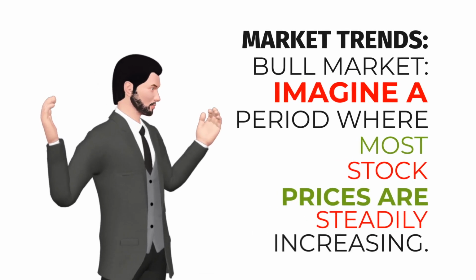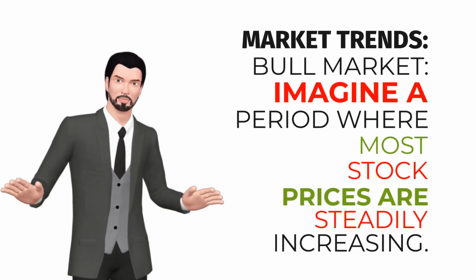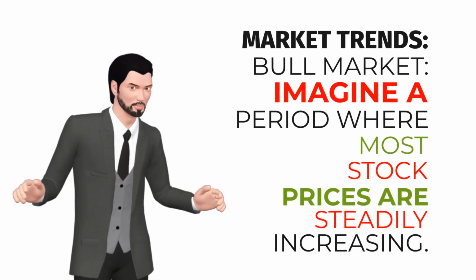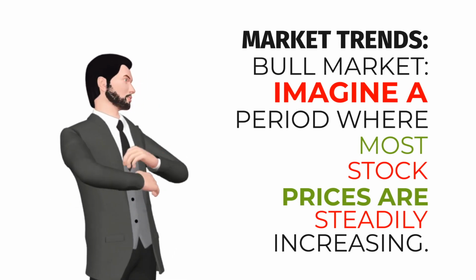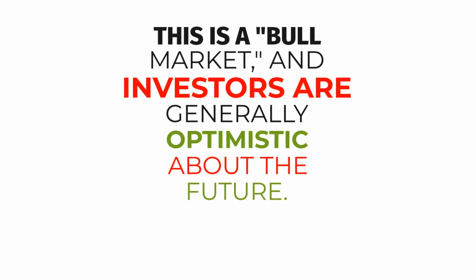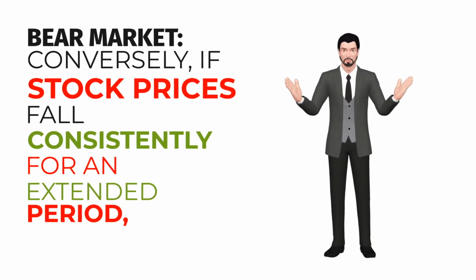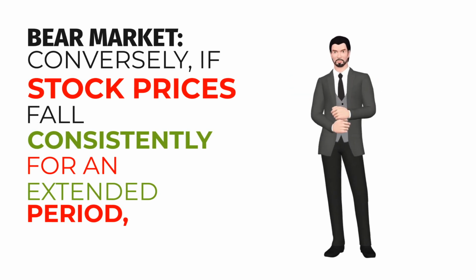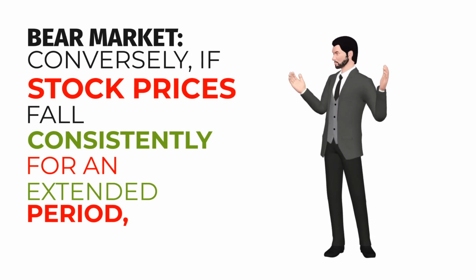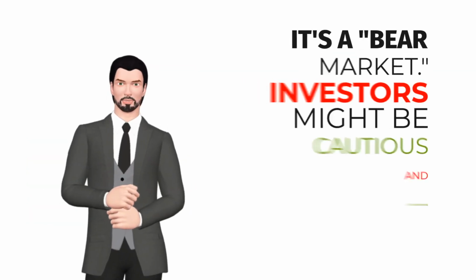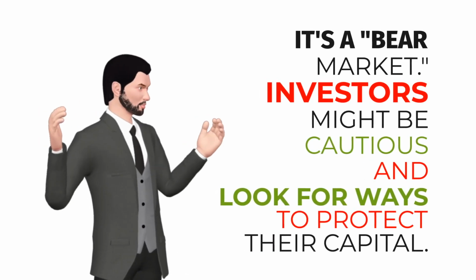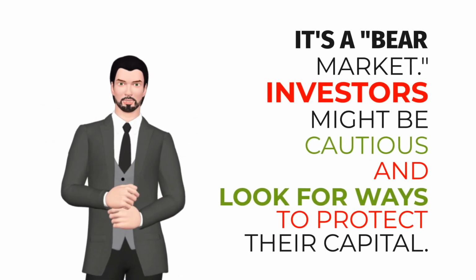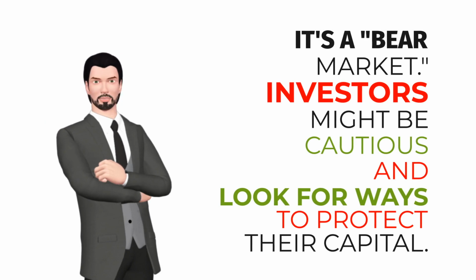Market trends. Bull market. Imagine a period where most stock prices are steadily increasing. This is a bull market, and investors are generally optimistic about the future. Bear market. Conversely, if stock prices fall consistently for an extended period, it's a bear market. Investors might be cautious and look for ways to protect their capital.